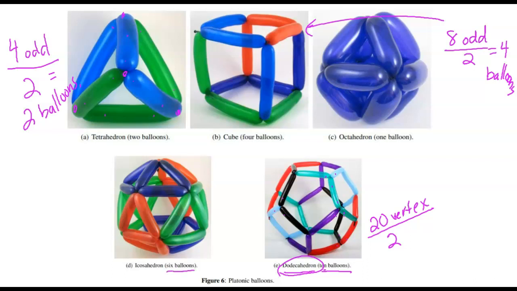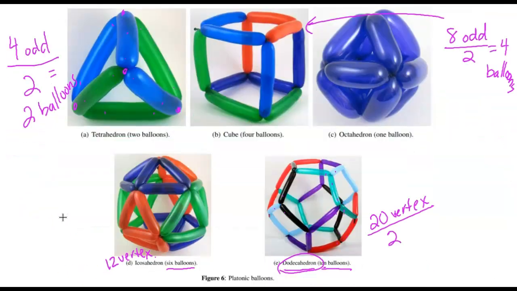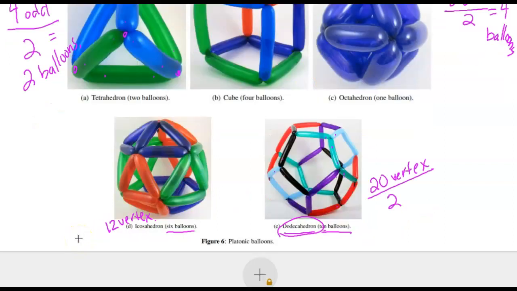Icosahedron, if I use 6 balloons, that means there were 12 vertices. Okay? Seriously, I don't know if this is amazing to you, but mathematically I can do this. Now, physically, I would definitely need a lot of practice to do this balloon art. But I think it's so fun.